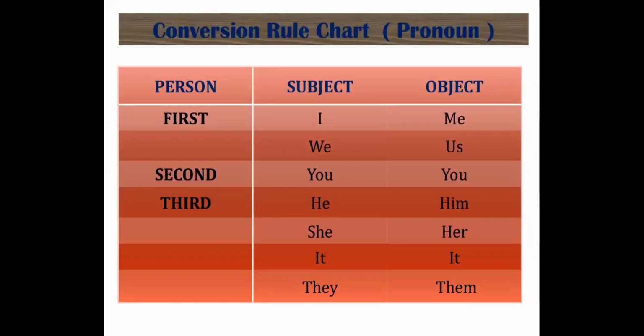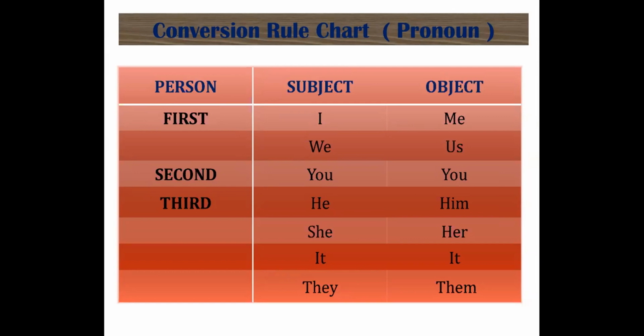So we have seen the active voice, its definition, structure, and examples, and the passive voice, its definition, structure, and examples. Now there is a conversion rule chart. All of you know the first person pronoun, second person pronoun, and third person pronoun. One column is of the subject, and the other column is of the object.